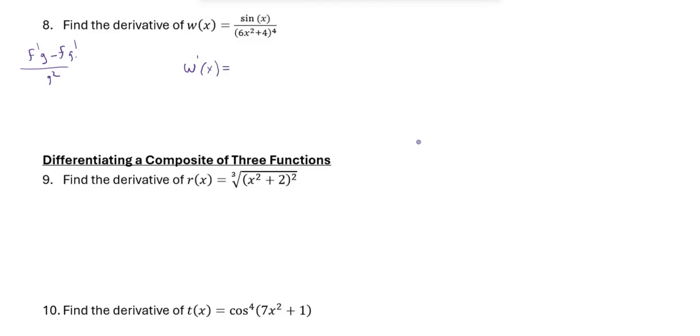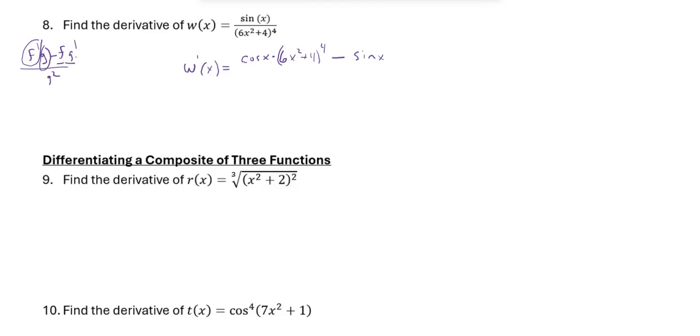Derivative of the top, sine x, will be cosine x, that's f prime, times the bottom function, so times 6x squared plus 4, in parentheses, to the 4th power, minus just the top, sine x, times the derivative of the bottom, the derivative of 6x squared plus 4 to the 4th.